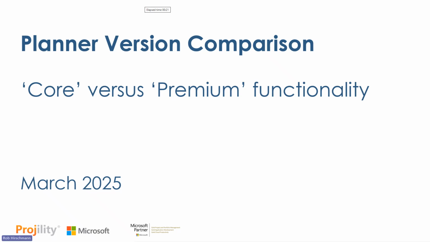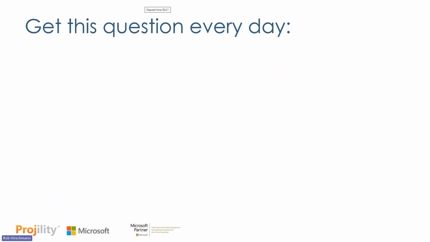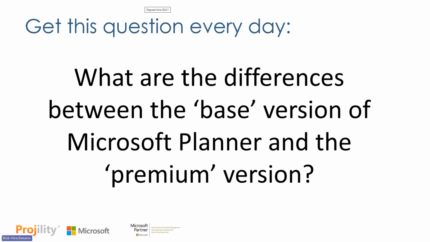So when we're talking about the differences in the different planner versions that have been released over the last couple of months, some of the differences between the core version and the premium version, which is causing a lot of confusion out there. Every day we get people asking this question, what are the real differences?